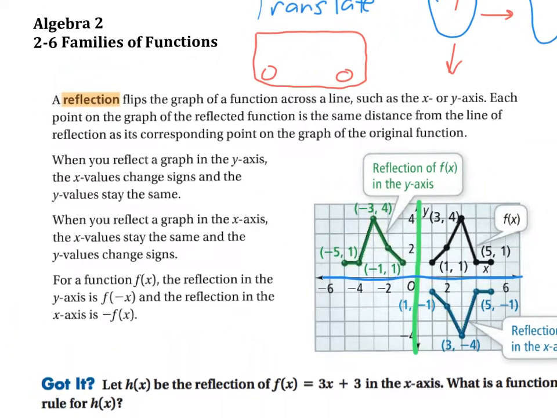All right. Notice the key here is that everything is the same distance from the line, but it's just on the other side of it. Okay? When you reflect a graph on the y-axis, the x value changes signs, and the y value stays the same. Now, what does that mean? Notice over here, the 5 is still 5, 5 is still 5, but the 1 becomes negative. Up here, the 3 stays 3, but the 4 becomes negative 4.